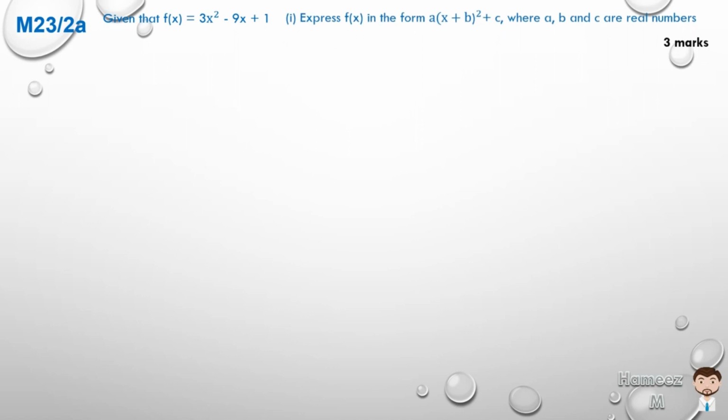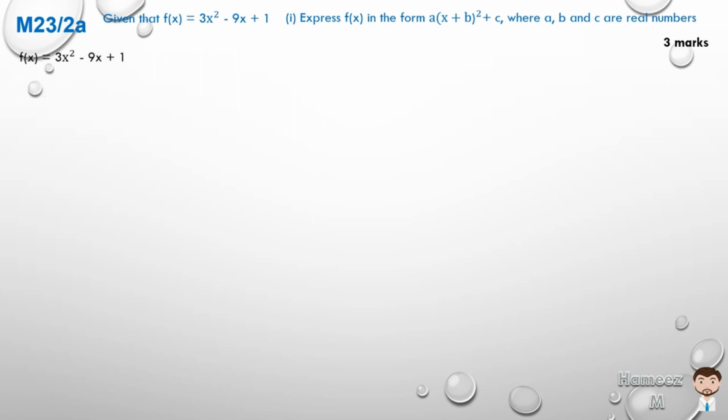May 2023, number 2a, given that the function f of x is equal to 3x squared minus 9x plus 1. Part 1. Express f of x in the form a, x plus b squared plus c, where a, b, and c are real numbers. So we're trying to complete the square. And there are a couple different ways to do this. We're going to use the algebraic tiles to show how to complete the square.